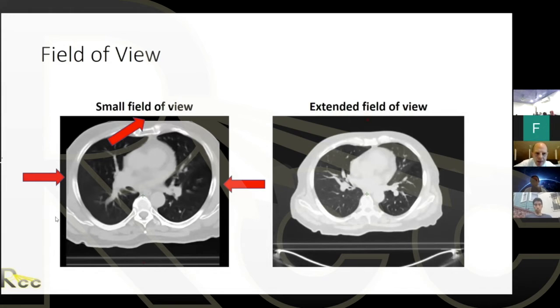And so we need to make sure that we use a large field of view, an extended field of view that's going to not cut off these areas. This would be a big problem if we tried to use the scan on the left for dose calculation. Whereas the one on the right, you can see the entire contour of the patient, so we can get an accurate dose calculation for this patient.